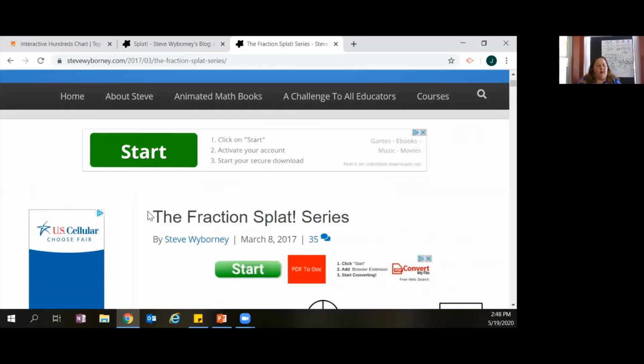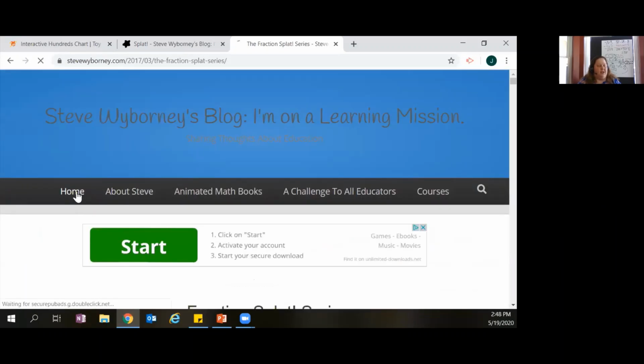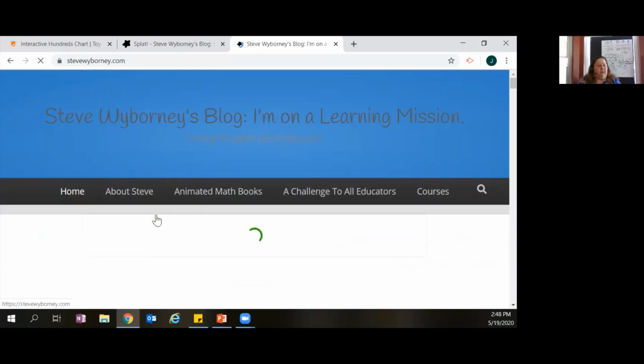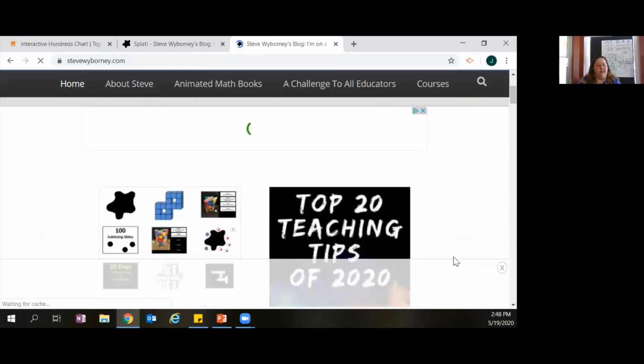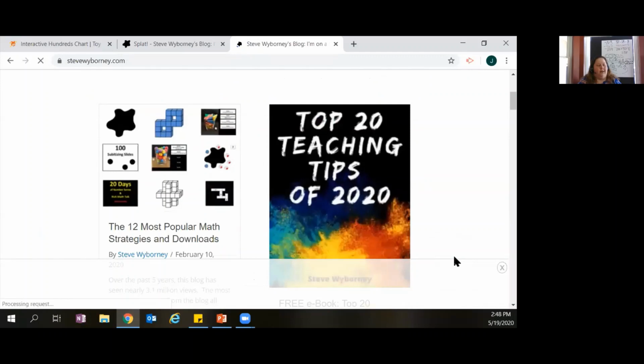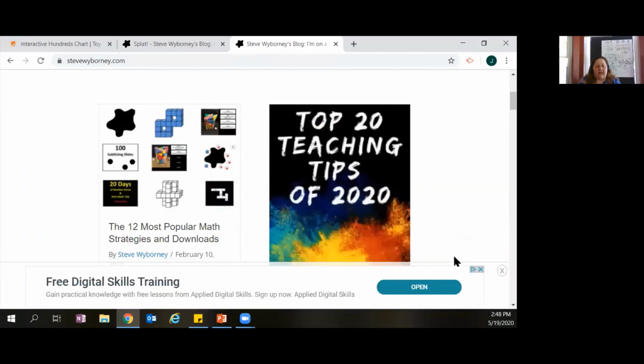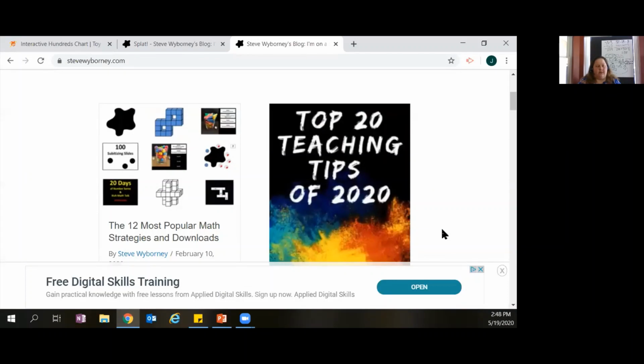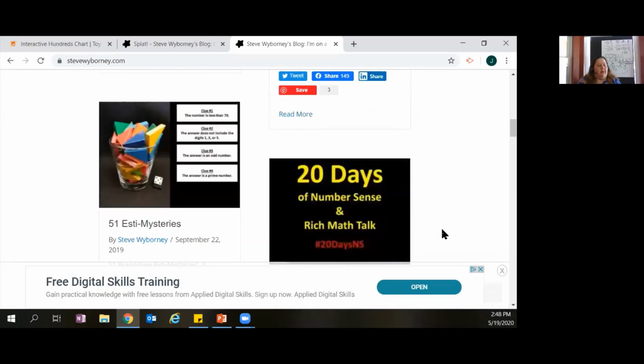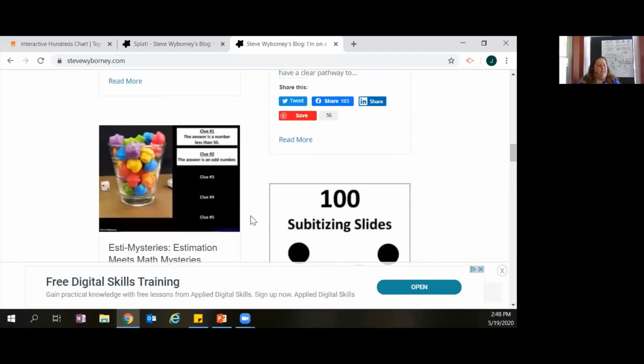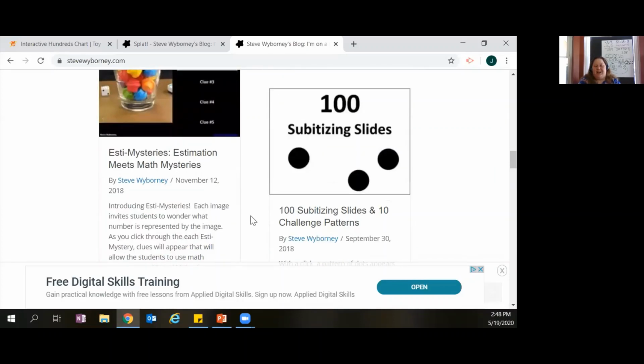He also has, while I've got you here on the Steve Wyborny page, lots of routines for estimating, making estimates and refining your estimates based on some clues that you're given. This one here asks, how many of these blocks do you think are in here? And then it would give certain clues as to what that number could be. So students have to practice their estimation. That's called Estimystery.